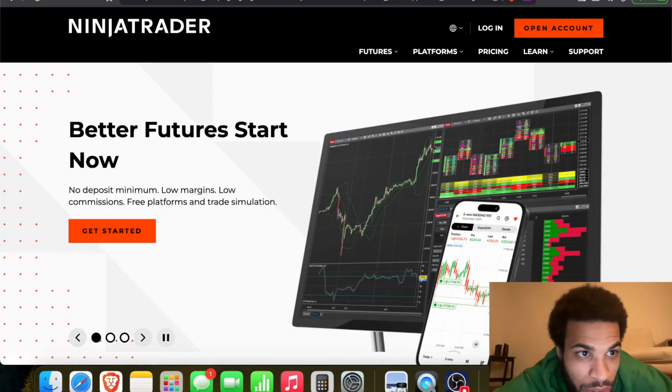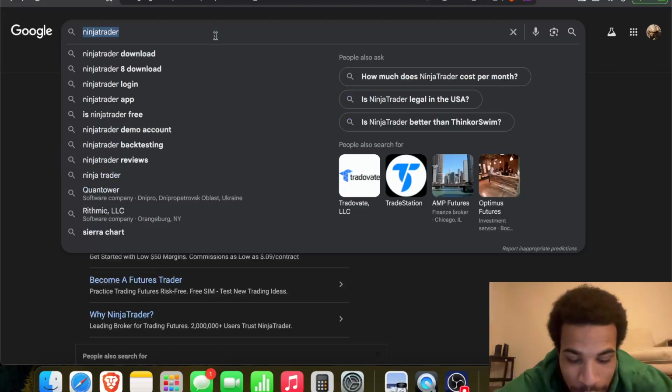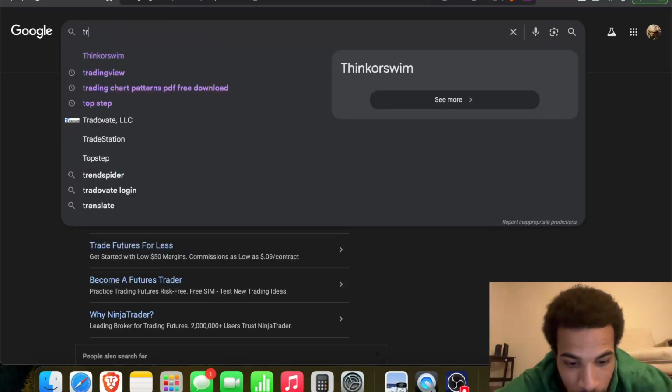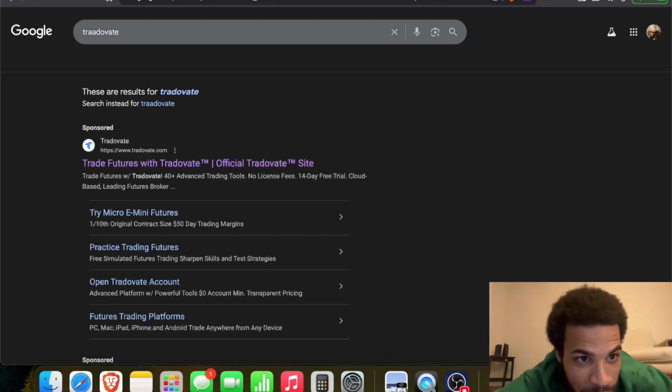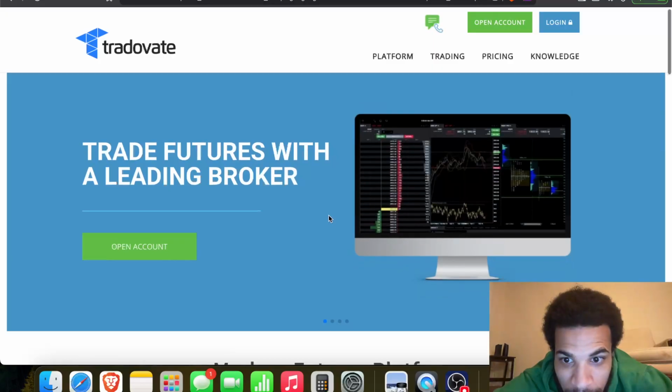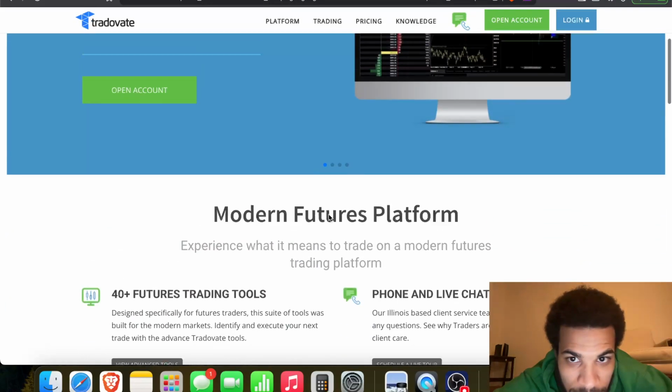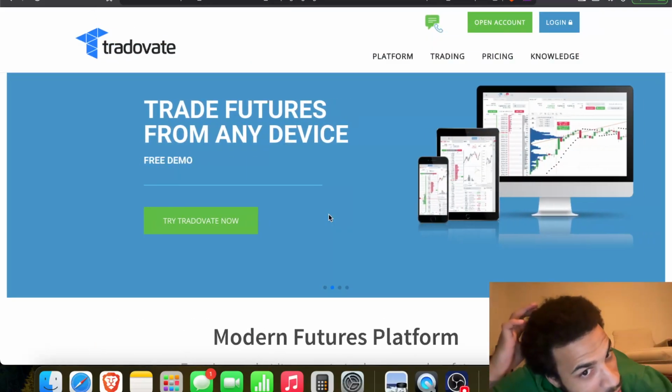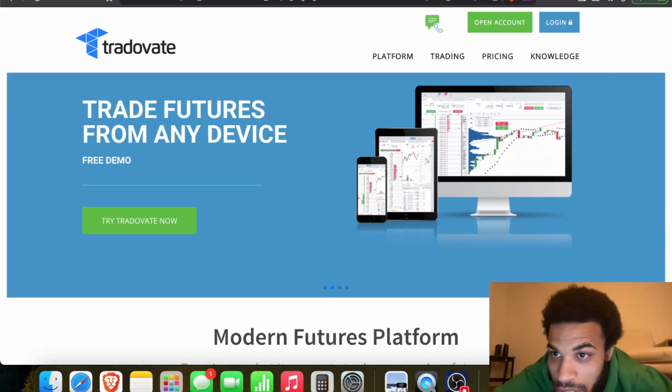And then if you don't want to use NinjaTrader, if you have a MacBook like I have for myself, then another one that I recommend is Tradovate. I did not type that right, but Tradovate is a good one, good for Mac users. Okay, NinjaTrader and Tradovate are two good platforms when it comes to futures.